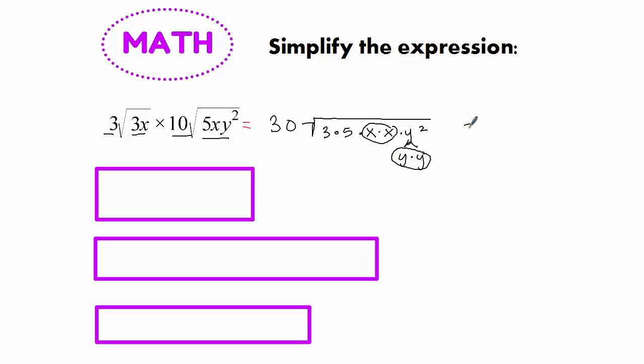So it's going to be 30. I have one pair of x's, I have one pair of y's, and then what stays inside is 3 times 5, which is 15. So this problem becomes 30xy square root 15.